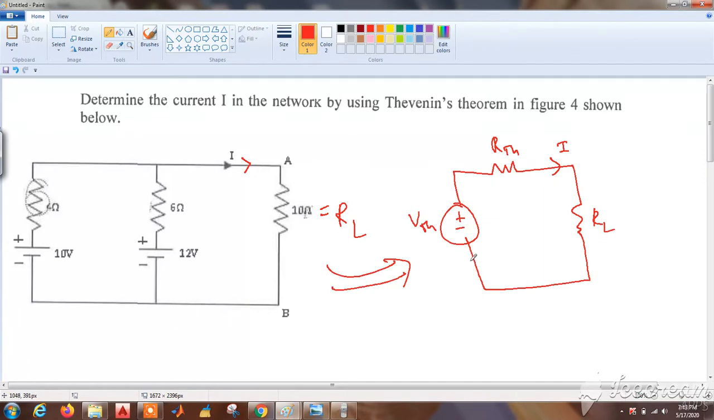Now we know that we have to convert this circuit into Thevenin's equivalent circuit as shown like this, consisting of a single voltage source known as Thevenin's voltage in series with a single resistance known as Thevenin's resistance and connected to the load. And then we can find our current I. So we have load resistance given, that is 10 ohms. So we will find RTH, then VTH, then easily we can solve for the current I.